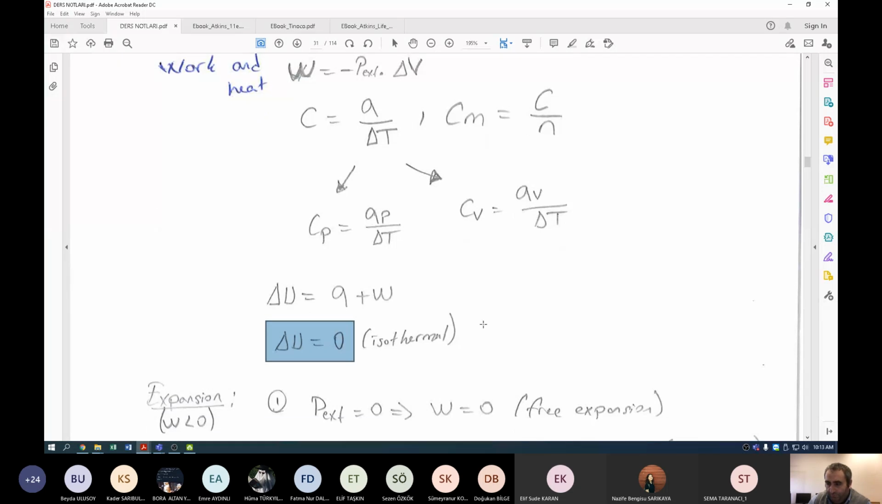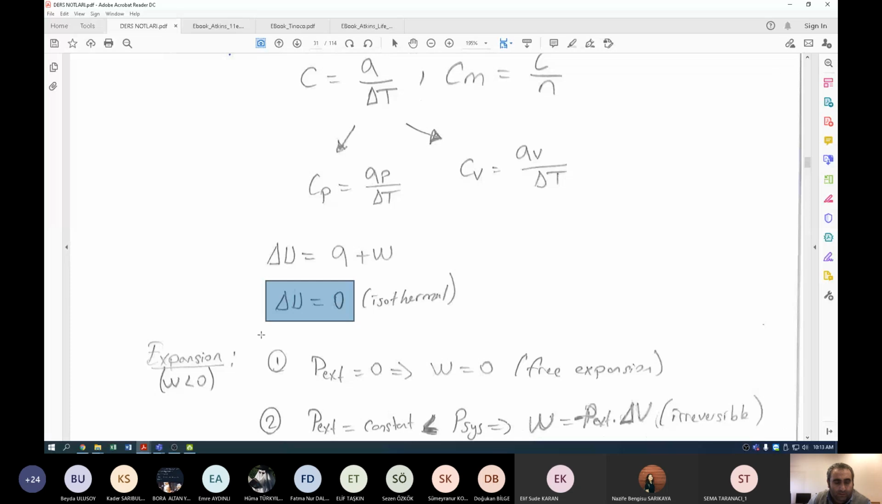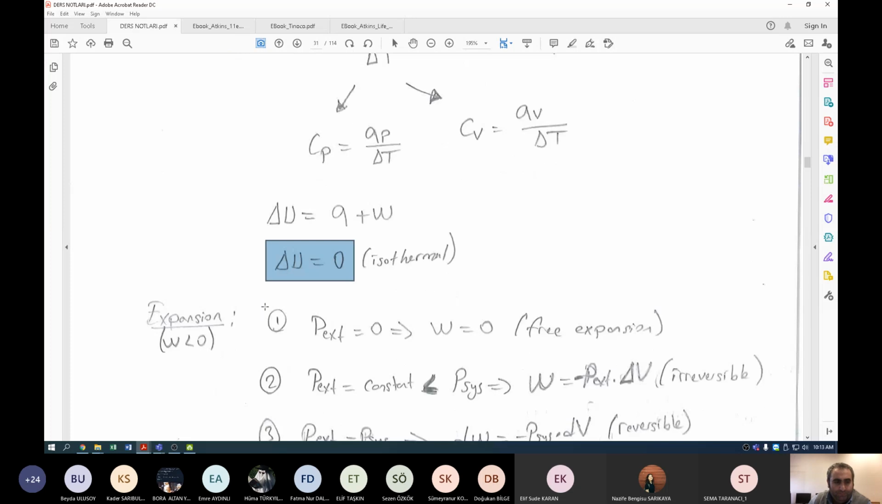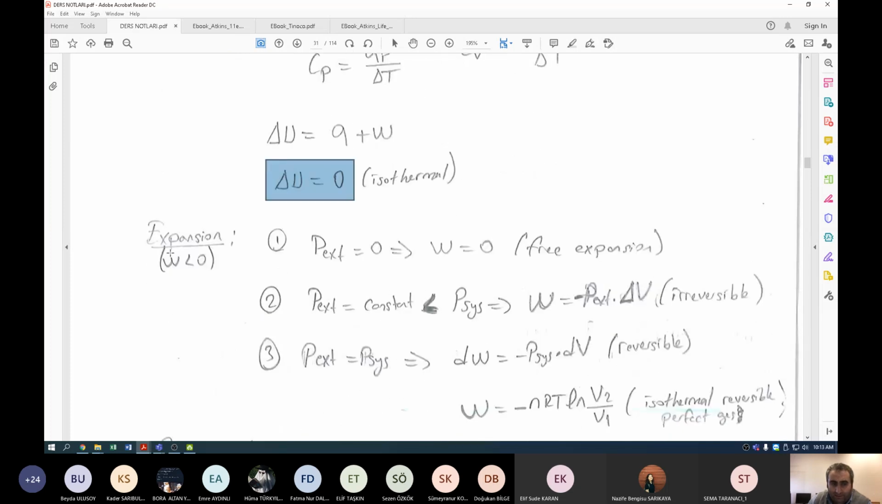At constant volume. Don't remember that. Or isothermal or isolated systems. For isolated systems, there is no work flow, there is no heat flow, so that means that the delta U is also 0. So for an expansion, we have already said this one.